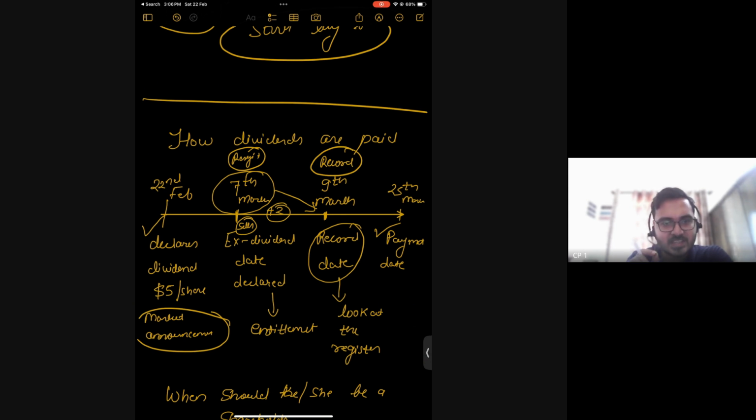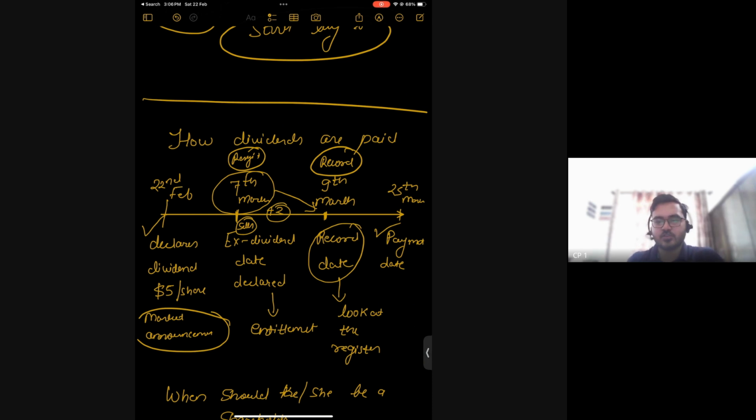So the question here is, let's read it out again carefully. It says, the first date on which a purchaser of stock will not receive a dividend that has been declared is the ex dividend date, because if you end up executing a transaction after ex dividend date, you are not going to get any dividends. So the answer here is going to be B.